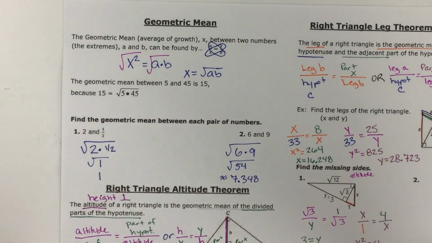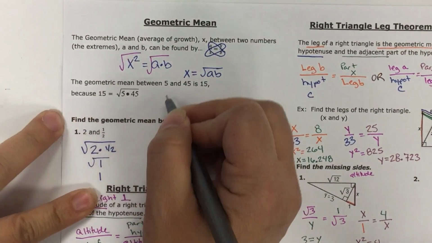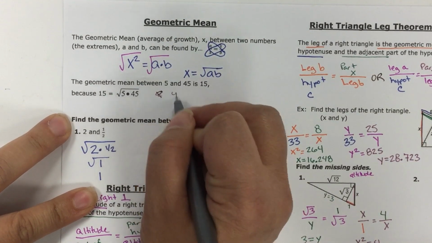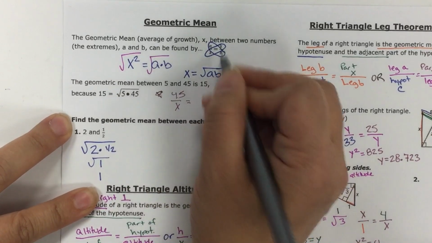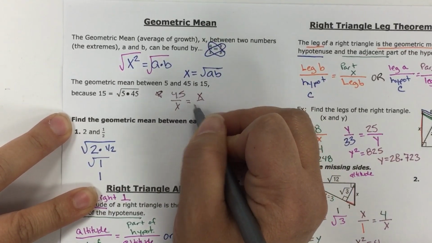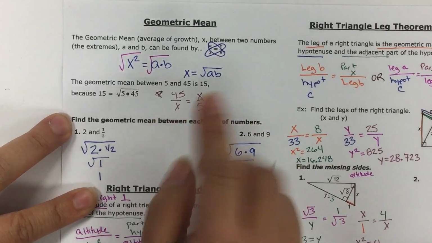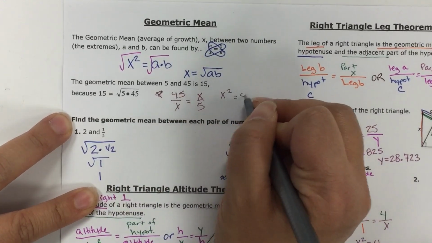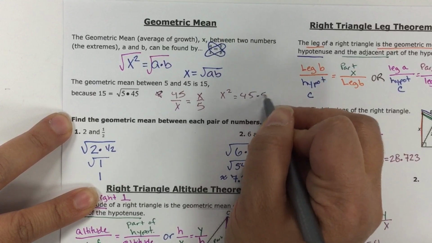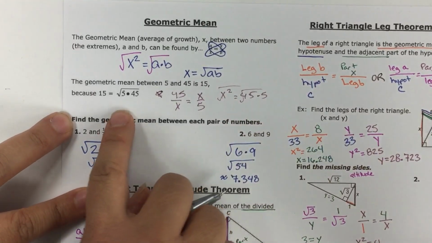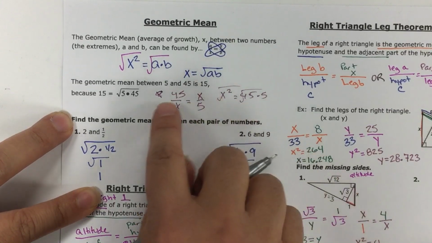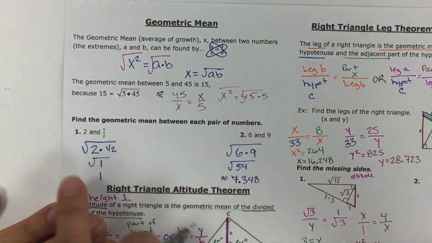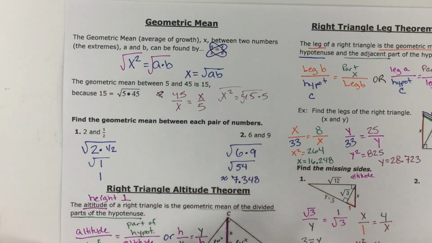Here is the geometric mean without the letters. If we had the letters, we would have 45 over x is equal to x over 5, or these could be used interchangeably. Either way, you get x squared and then whatever 45 times 5 is, and then you take the square root. This shows that you can bypass that whole proportion: if you're finding the geometric mean between two numbers, go straight to the square root of their product. That's what I did here in examples 1 and 2.